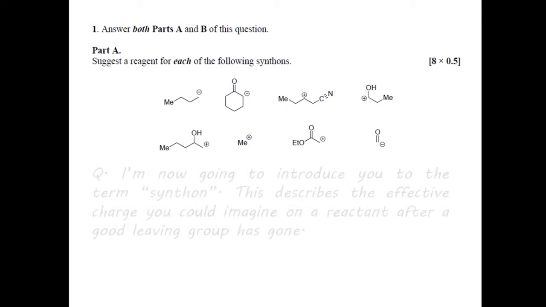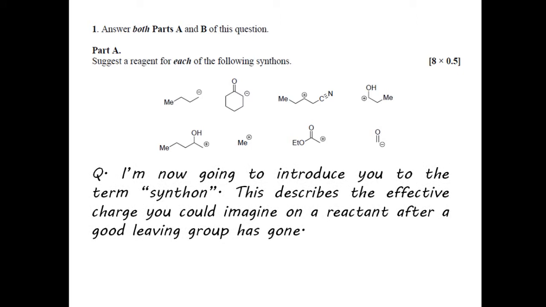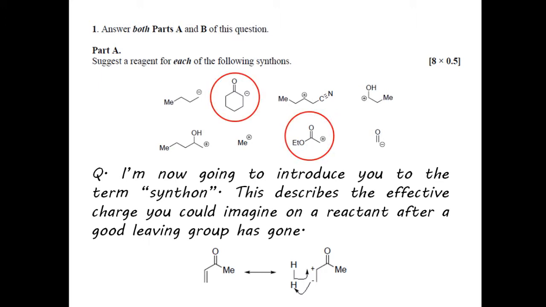Question. I'm now going to introduce you to the term synthon. This describes the effective charge you could imagine on a reactant after a good leaving group has gone. For example, a double bond could be positive at one end and negative at the other, so when hydrogen comes along, one end donates electrons to snatch a hydrogen, and one end accepts electrons to receive a hydrogen. I'd then ask what leaving groups you could attach to a carbon to give certain synthons. I would use synthons based on 2 and 6 here, but I would simplify the ketone to acetone and do positive and negative versions of each.